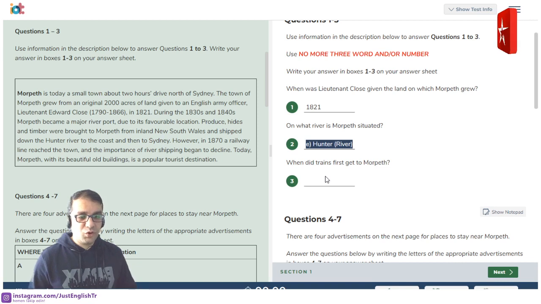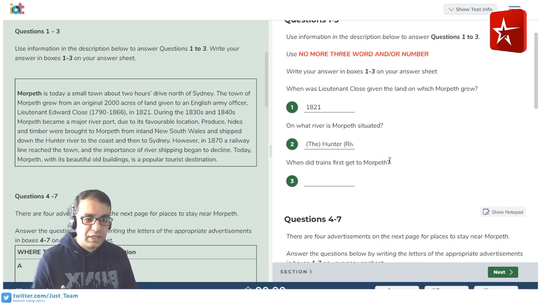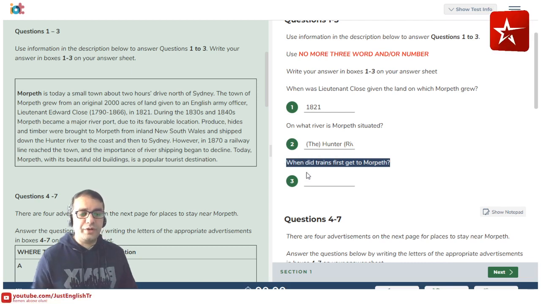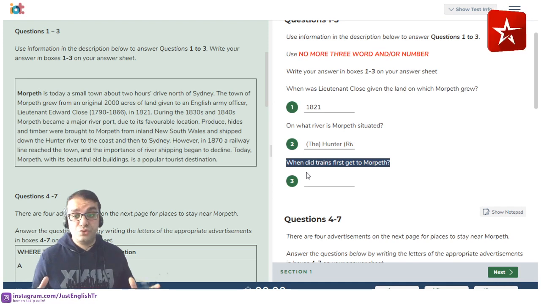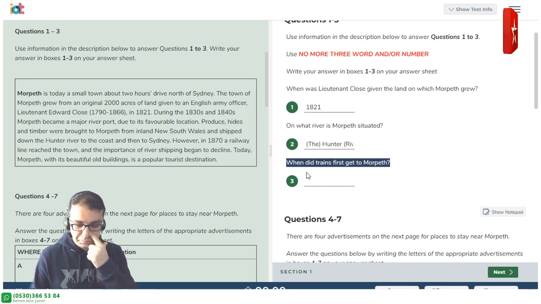Wonderful. Okay, now let's go for the third question. When did trains first get to where? Now, where is the keyword here? Where is the keyword and how will you find it?